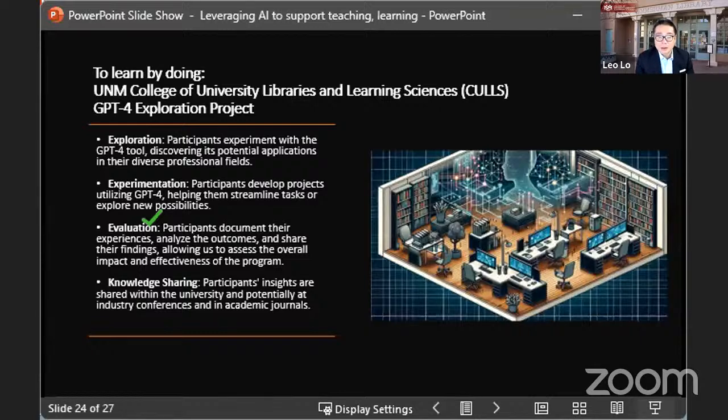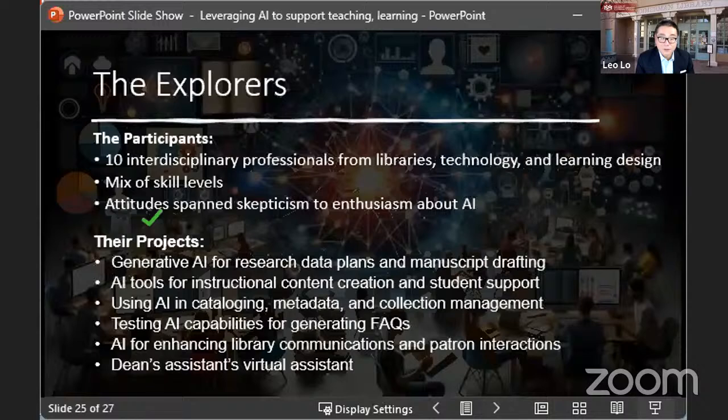So let me share a little bit about the explorers. We have 10 people from libraries, technology, learning science, learning design, with mixed skill levels. And here are some of the projects.